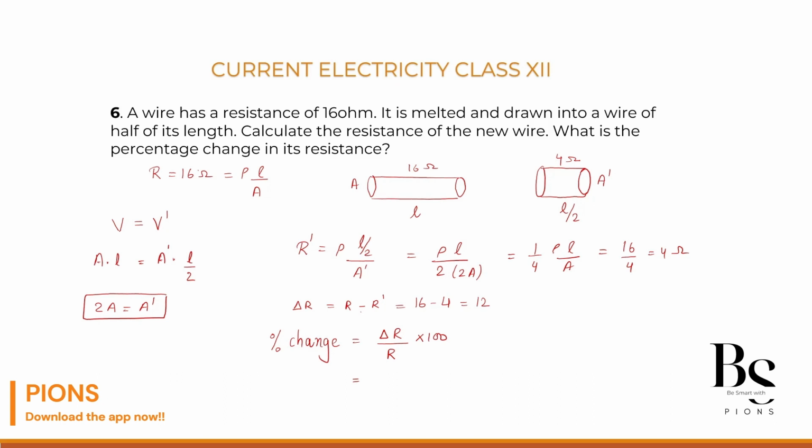Delta R in this particular problem is 12. R here is nothing but 16, into 100. Let's cancel out: 4 4s are 16, 4 25s are 100, and 4 3s are 12. So how much percentage change? 75% change in resistance. I hope this is clear.